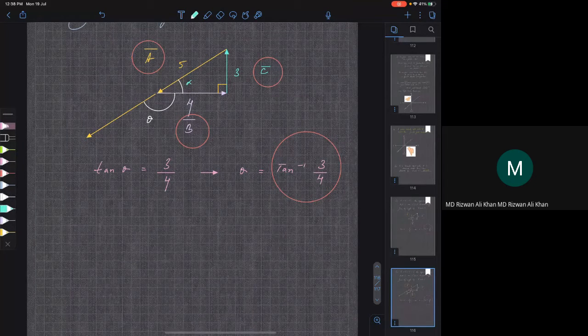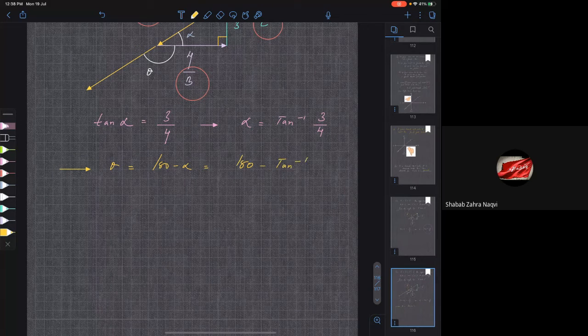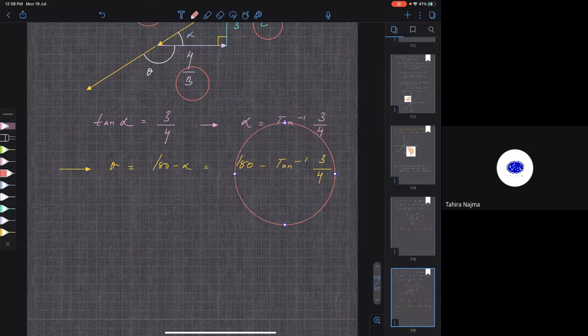Take this as alpha, okay? So here alpha will come, and this also will be alpha. So what will be theta? 180 minus alpha, which is equal to 180 minus 37, tan inverse of 3/4. This is your answer. Clear? Understood?